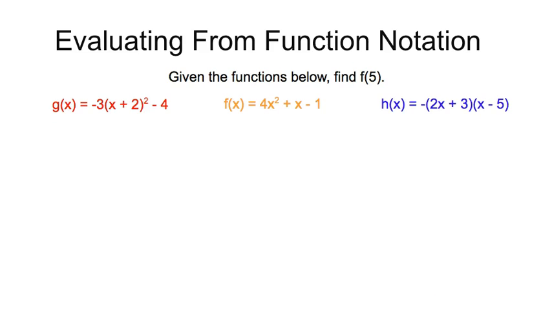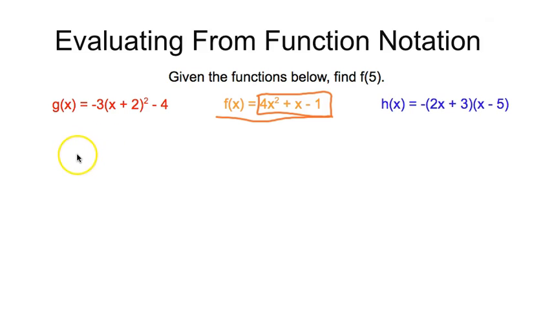So let's do that now for this example problem. Given the functions below, and you can see I have 3 of them. I have g of x, I have f of x, and h of x, remembering that f, g, and h are just names. I want to find f of 5. So that f tells me I'm dealing with this function right there. I can ignore all the others. And I want to find the y value when x is equal to 5. Well, this right here is my quote-unquote recipe for finding the y value.